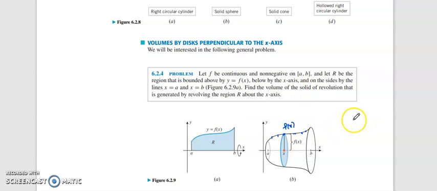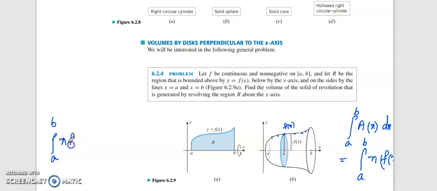Now by the method of volume by slicing, the volume is the integral from a to b of A of x dx. So that will be the integral from a to b of pi, where the area of cross section is pi f of x. Okay, so it will be the integral from a to b of pi f of x whole square dx. So here you can see that x is varying from a to b. So that is the volume in this case.